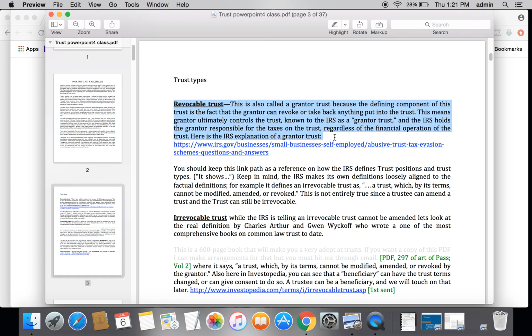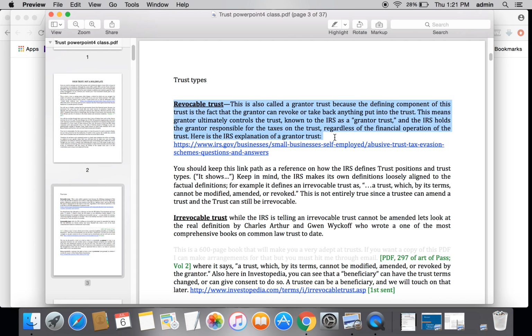All right, so just to be clear, this revocable trust, which is called a grantor trust, is a trust in which the grantor has control over the property. Now, this control doesn't necessarily have to be immediate, where they can go in and out of the property. The grantor can say, listen, this is an irrevocable trust. I don't have control over it.